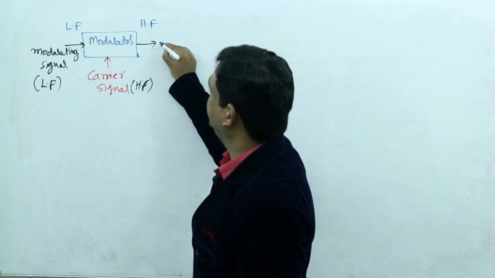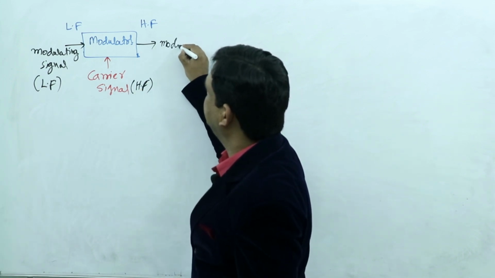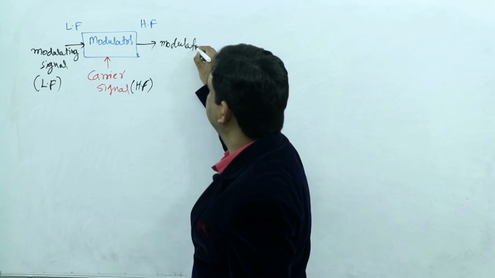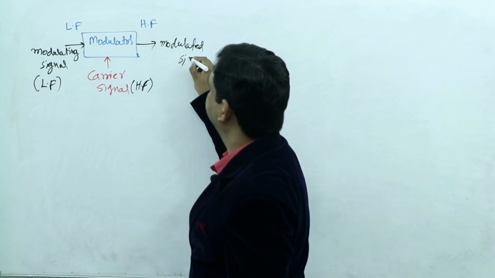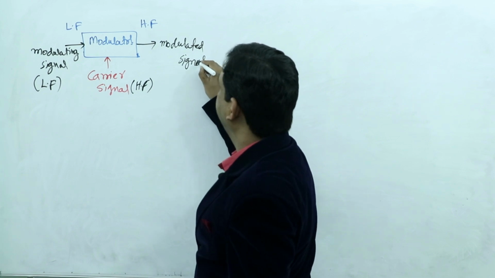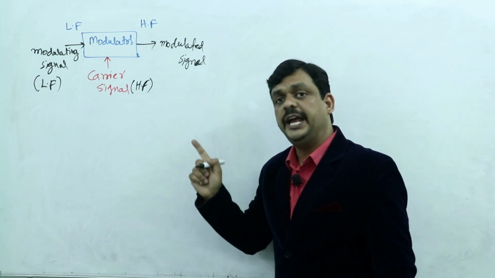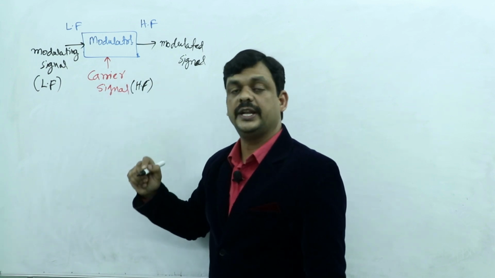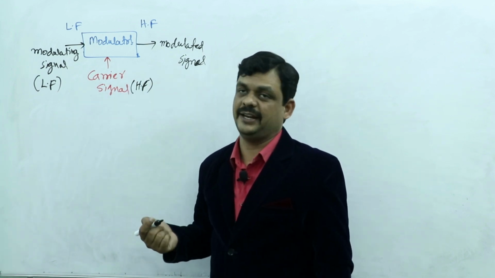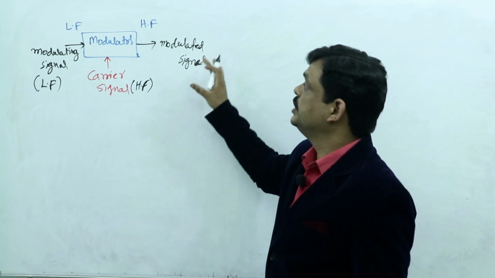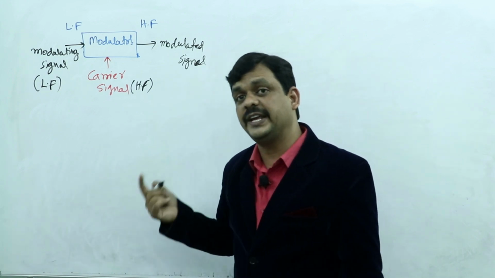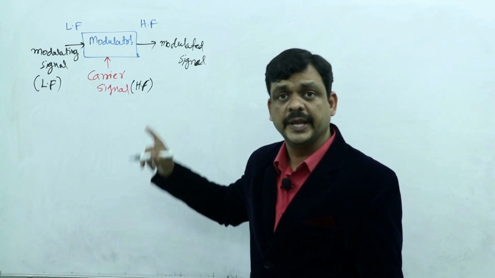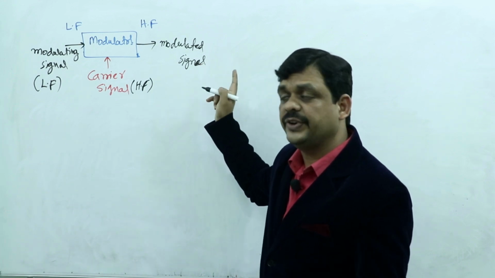Then it gives one signal. This signal is also called the modulated signal. See, the input of the modulator is the modulating signal and the output of the modulator is the modulated signal. So is the modulated signal now a high frequency signal or a low frequency signal? Is it high frequency or low frequency?